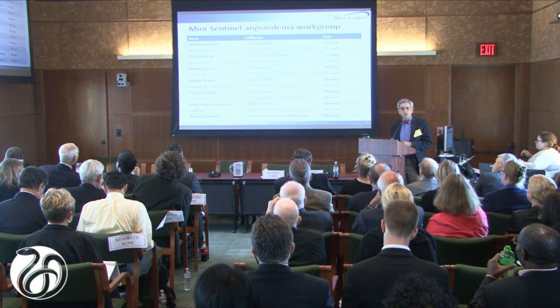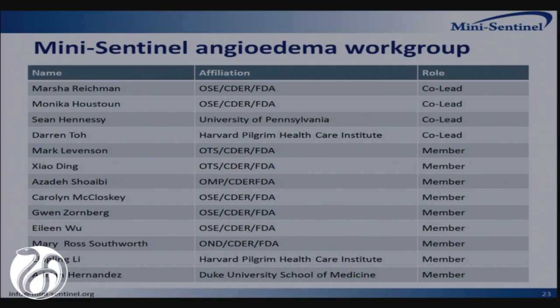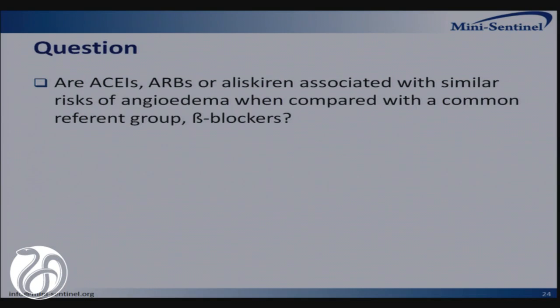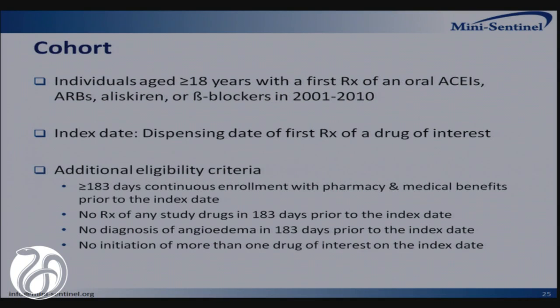This looks like a regular research project because it has a big research team that was involved in it. The question was, are ACE inhibitors, angiotensin receptor blockers, or aliskiren associated with similar or different risks of angioedema compared with beta blockers, which is the referent group? We defined a cohort as individuals who were at least 18, who had a first treatment with one of the drugs in this class. If you've already been treated with another drug in the class, you're not eligible.